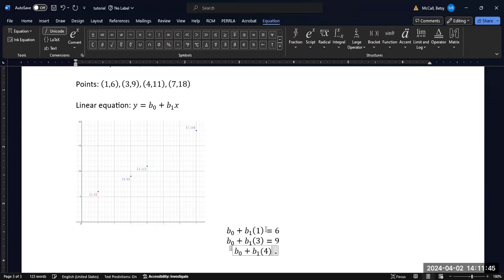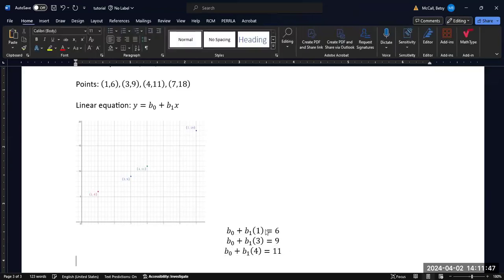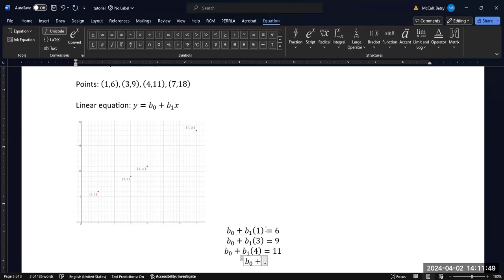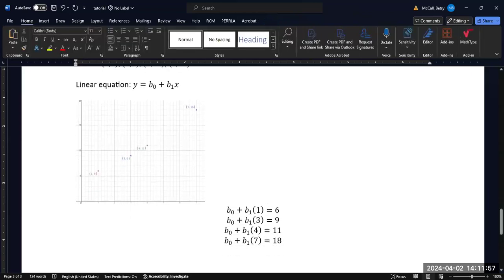over specifying. b0 plus b1 times 4 equals 11, and b0 plus b1 times 7 is equal to 18. Now, if only we had a way to transform this into a solvable problem. Well, it turns out that we do.